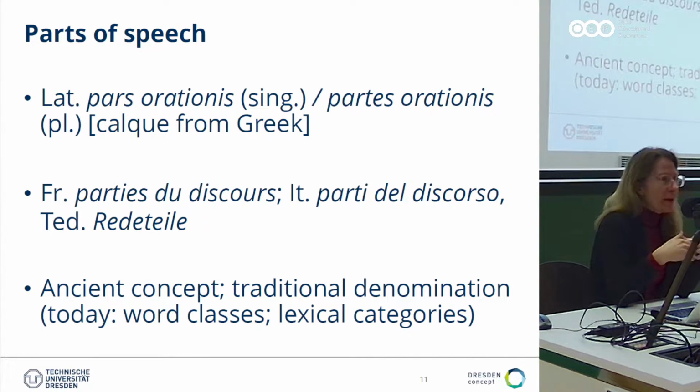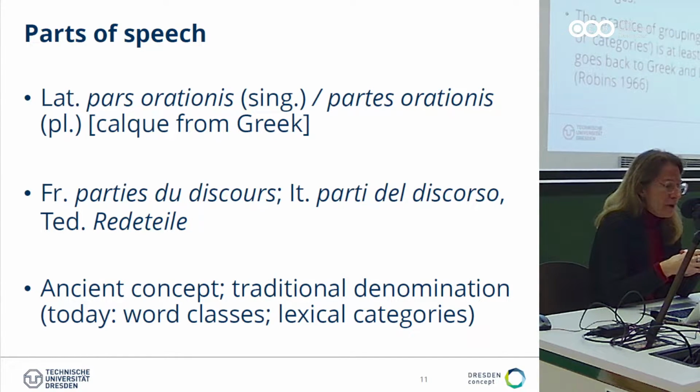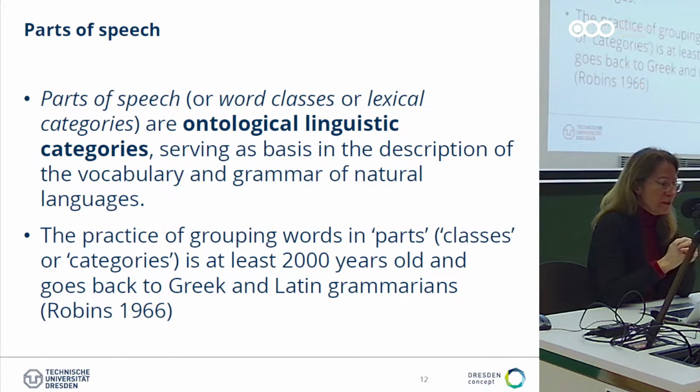To make it easier, very ancient thinking about language was how to classify these words into groups. So these groups are called parts in the traditional denomination. Nowadays, we talk about word classes or lexical categories. Parts of speech are very, very important because they are ontological linguistic categories, serving as basis in the description of the vocabulary, the lexicon, or the grammar of natural languages. It is impossible to describe any language without resorting directly or indirectly to parts of speech. And they're really at the core of any description of language or language variety.